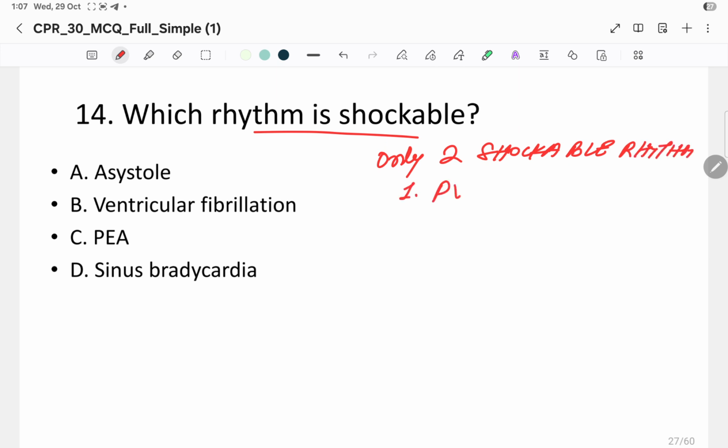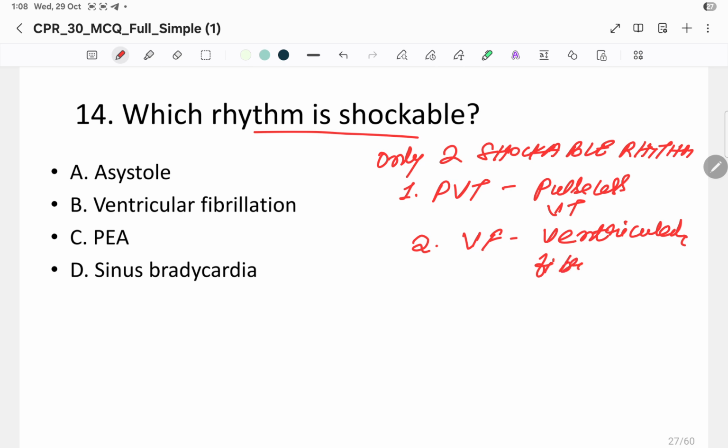One is pulseless ventricular tachycardia, or pulseless VT. Number 2, VF or ventricular fibrillation. So the correct answer is option B, ventricular fibrillation. We have only 2 shockable rhythms, pulseless ventricular tachycardia and VF, and all other abnormal rhythms are not shockable.